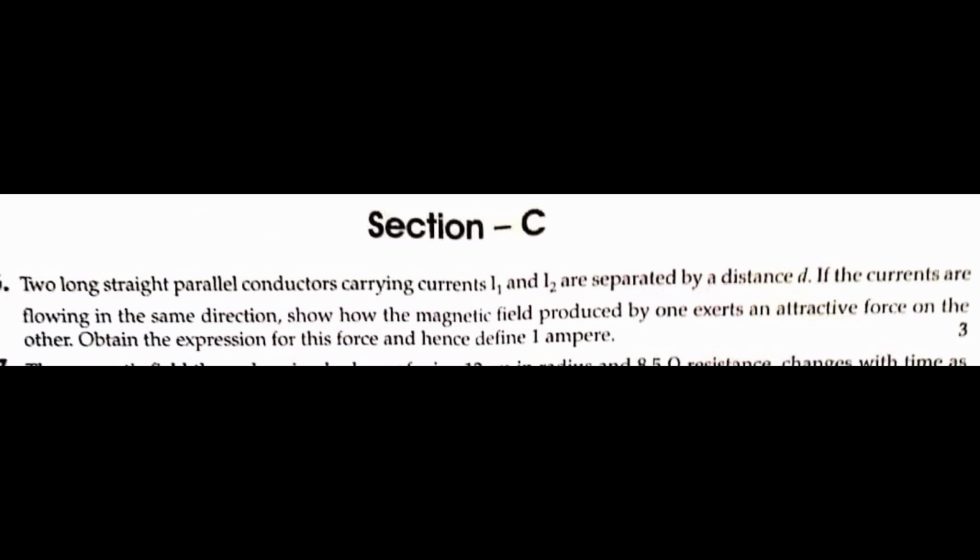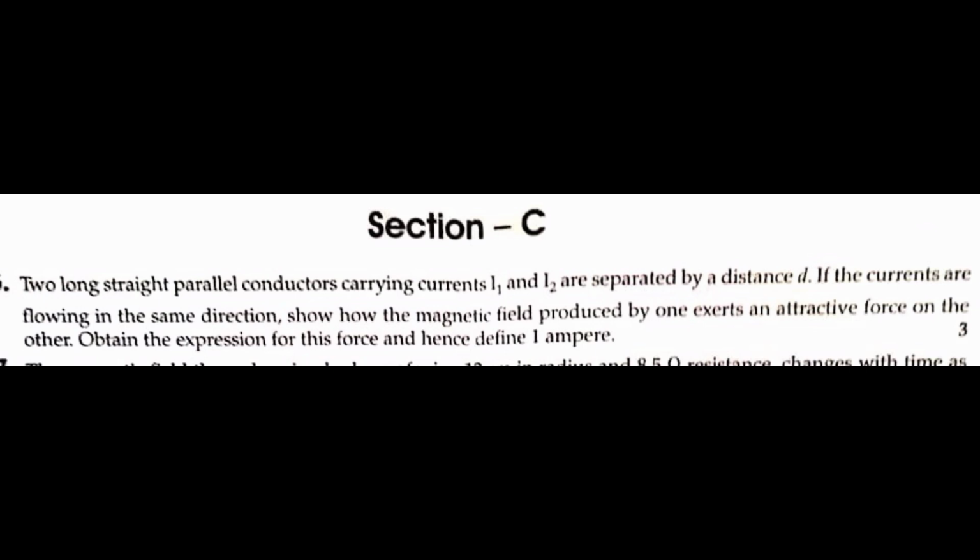Now we are moving to section C, that is 3-mark questions. Here the question is, two long straight parallel conductors carrying currents I1 and I2 are separated by a distance D. If the currents are flowing in the same direction, show how the magnetic field produced by one exerts an attractive force on the other. Obtain the expression for this force and hence define 1 ampere.